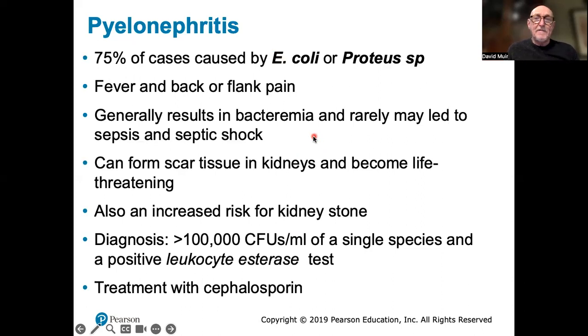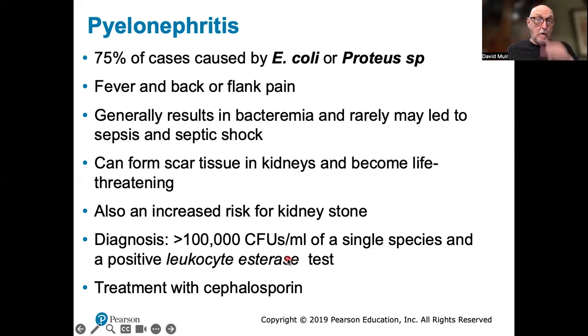Pyelonephritis is extremely difficult to treat, and it can set up a chronic infection in the kidneys. And this can actually result in substantial damage to the kidneys and become a life-threatening situation. In addition, even a single episode of pyelonephritis does increase the risk of subsequently suffering from kidney stones.